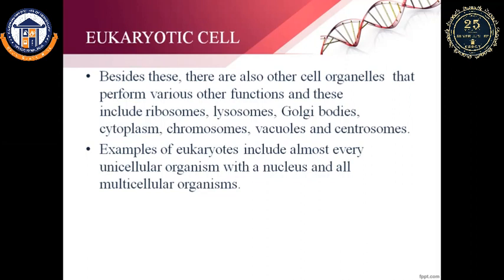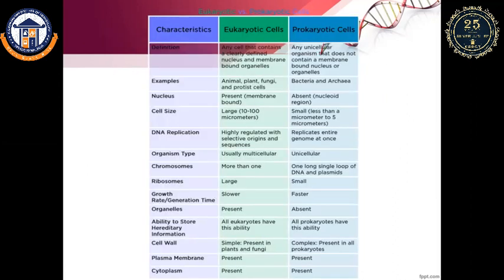Centrosomes are used for the process of mitosis or meiosis, whereas vacuoles are used as the storage hub of the cell. Cytoplasm holds the organelles in position. Examples of eukaryotes are most unicellular organisms with a nucleus and also multicellular organisms. The main difference is that the nucleus is present in eukaryotic cells, whereas it is absent in prokaryotic cells, and the growth rate is slower in eukaryotic cells and faster in prokaryotic cells.